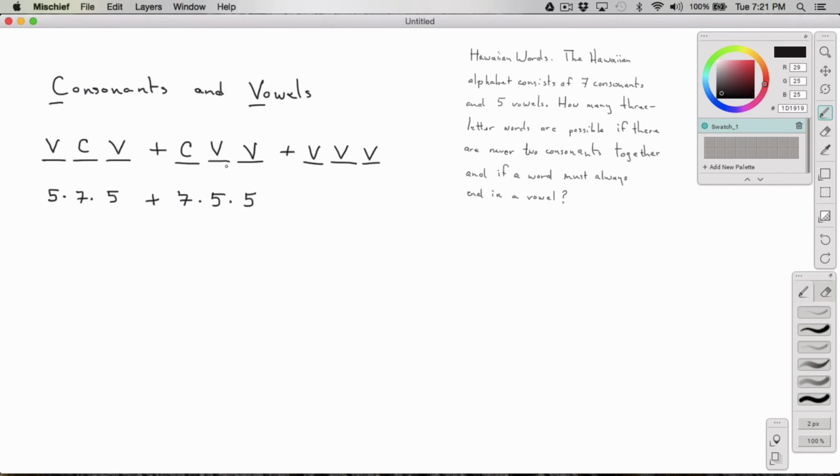And notice that there was nothing about letters being repeated, there were no restraints about repeating letters. So you could have a word that's just all one vowel. Again, there are 5 vowels that could go in the first spot, times 5 vowels in the second spot, times 5 vowels in the third spot. If you take these numbers, we multiply them together.